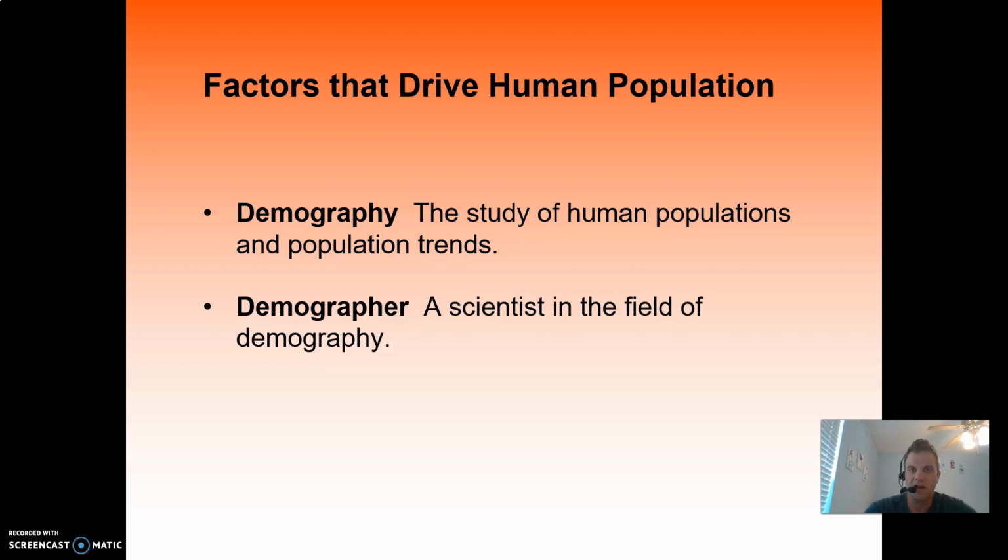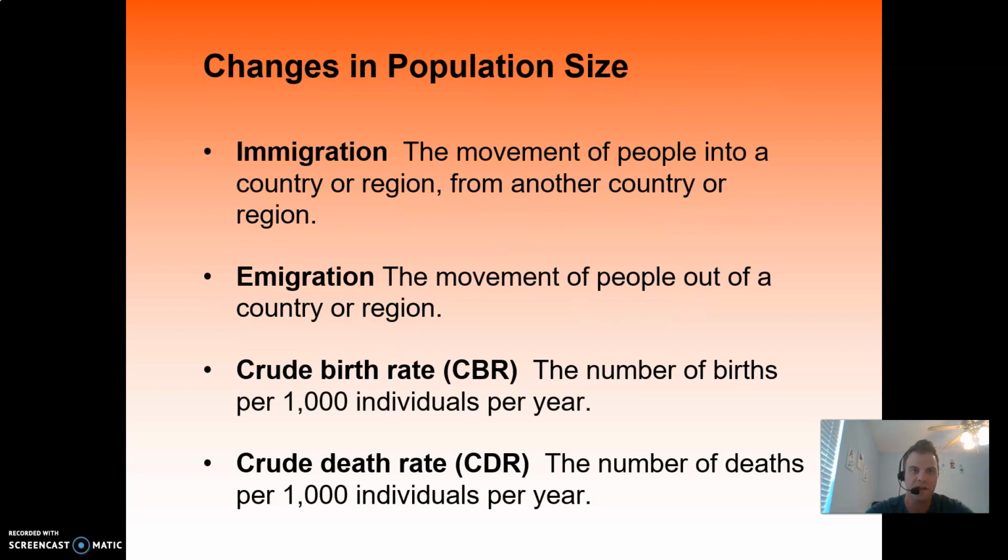So when we talk about these factors, the study of this type of stuff is called demography. It's the study of human populations and population trends. And a demographer is a scientist who studies these population dynamics. So what are the things that cause change in population size? We've got immigration, which is the movement of people into a country or region from another country or region. Emigration, which is going to be the movement of people out of a country or region.